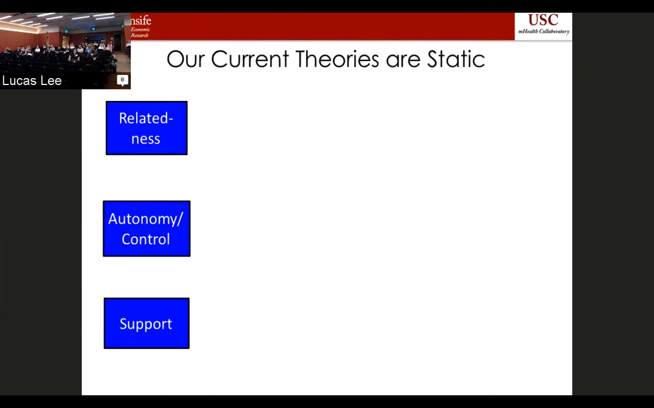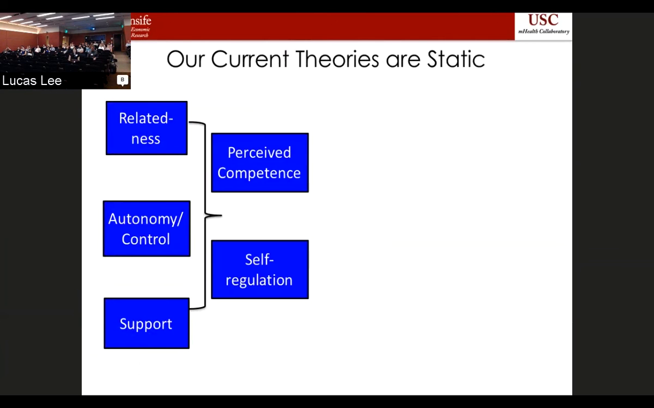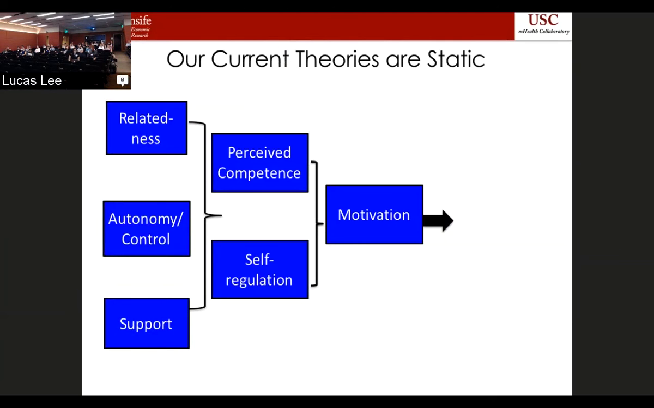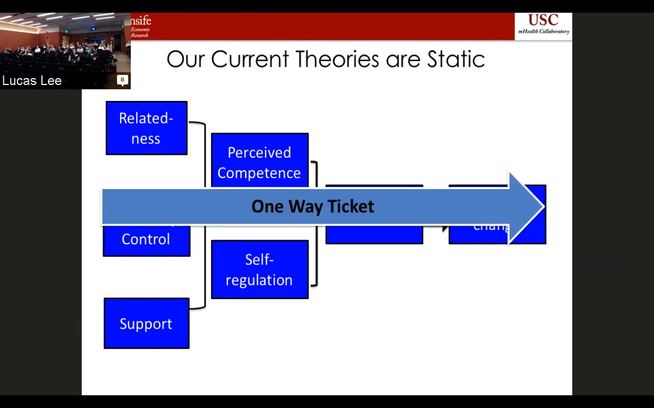Here is a problem, though. Our current theories are incredibly static. So let me map this out for you. The self-determination theory says relatedness, control, and support lead to perceived confidence and self-regulation. That leads to motivation, and that leads to behavior change, right? What's wrong with this theory? It's one way. It's a one-way ticket from A to B. I saw two really good motions there. You're both right. I don't know about you guys, but this is not how my behavior works.